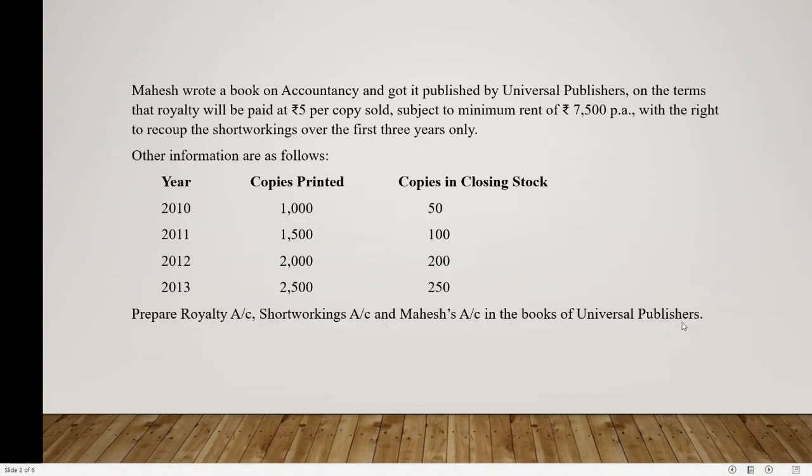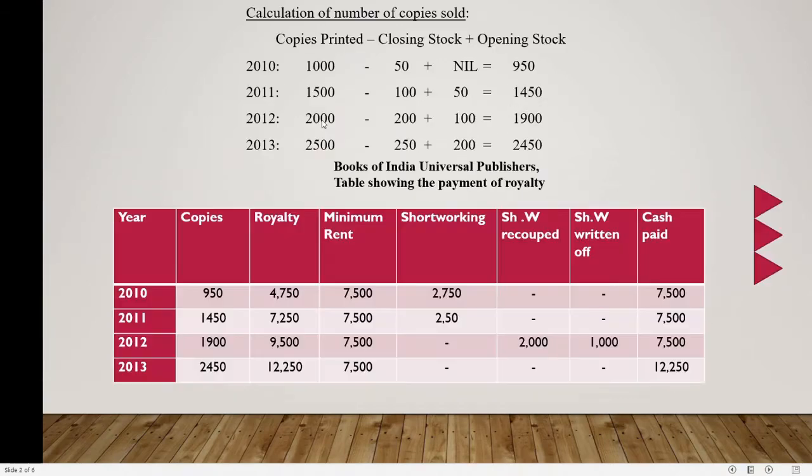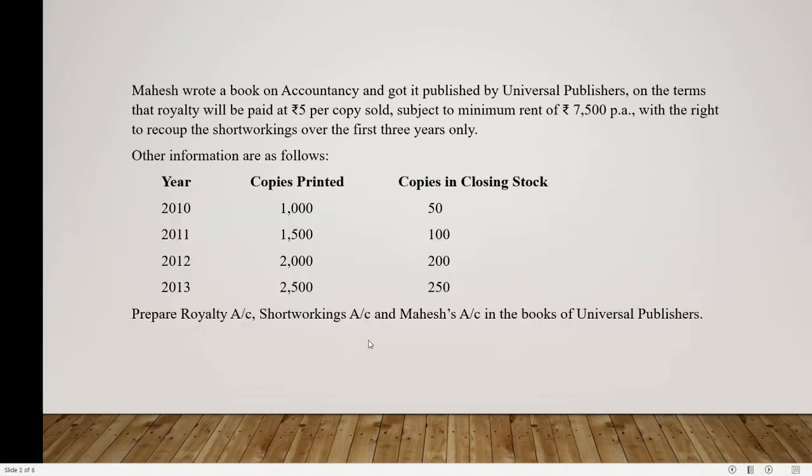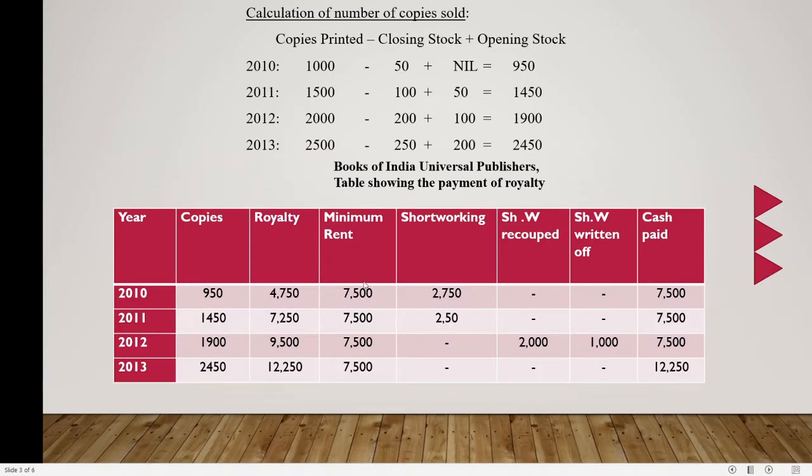Royalty is rupees 5 per copy sold. So 950 into 5, 4750. 1450 into 5, 7250. 1900 into 5, 9500. 2450 into 5, 12250. Minimum rent 7500 per annum, so write down 7500. Every year minimum rent is 7500.